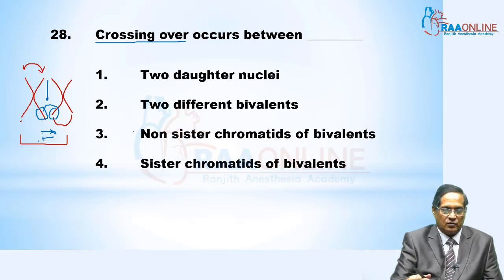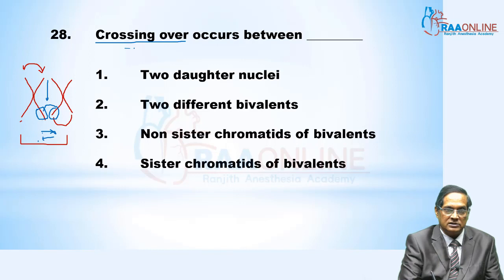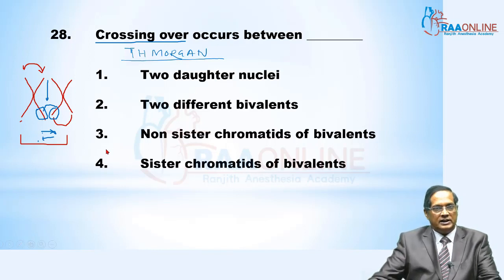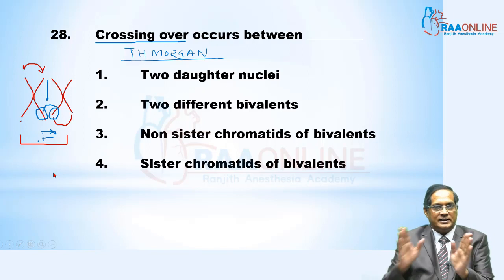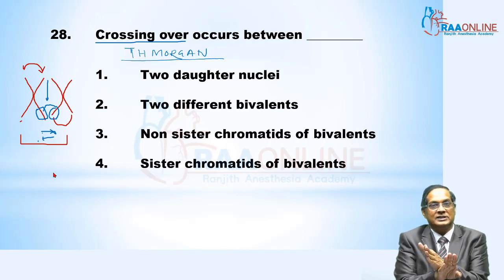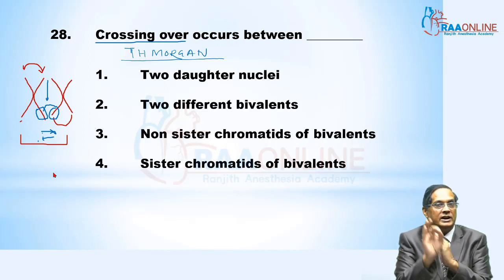This term was coined by T.H. Morgan. T.H. Morgan gave the term crossing over. And that's why there is a shifting of alleles from one chromatid to another one. This is recombination. This is also a kind of recombination.